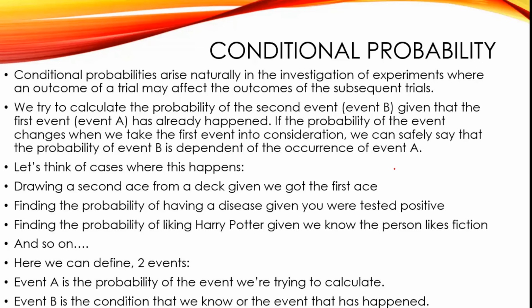If the probability of the event changes when you take the first event into consideration, you can safely say that the probability of event B is dependent on the occurrence of event A. So we try to find out the probability of the second event given that the first event has already happened. Then B is dependent on A. There's no doubt about that.